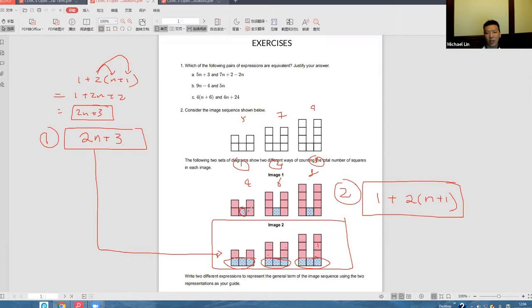Because we notice that we can keep the 1 here constant. We can keep this square constant. We can add 2 times the term number plus 1. Okay, that's how we get 4, 6, and 8 over here. Does that make sense to everybody? Yeah? Lydia, you're okay with this? Yeah? Okay. So again, that's just ways of writing the exact same thing.